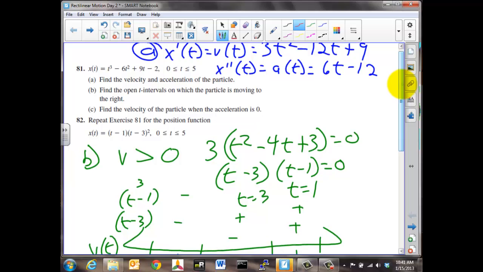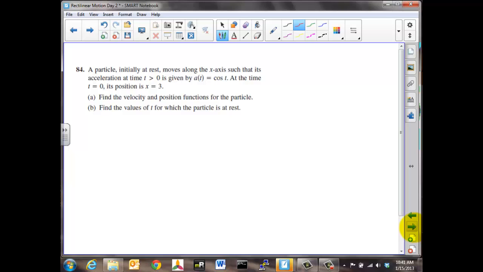Okay. Now, we're not going to go through 82 because it's asking the same questions, so it would be the same thing in order to do there. Let's move on over to 84 now. A particle, initially at rest, moves along the x-axis such that its acceleration at t greater than 0 is given. At t equals 0, the position is x equals 3.